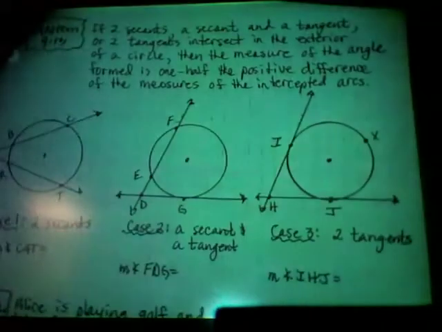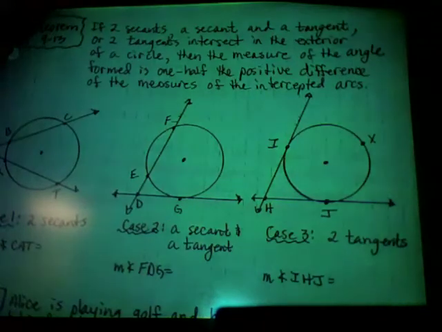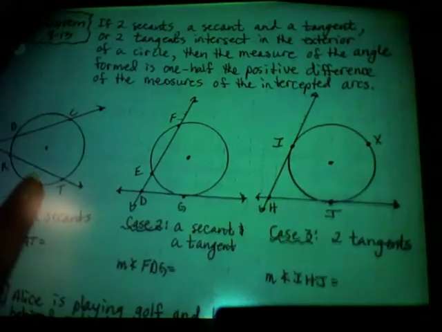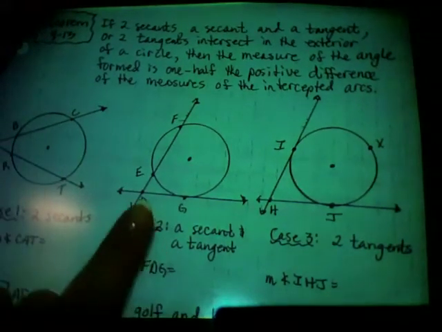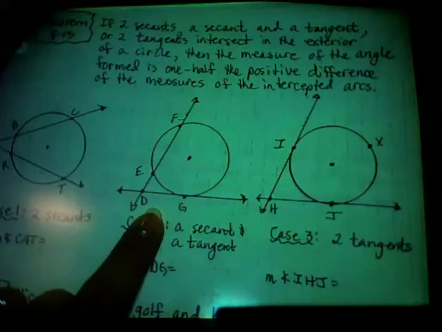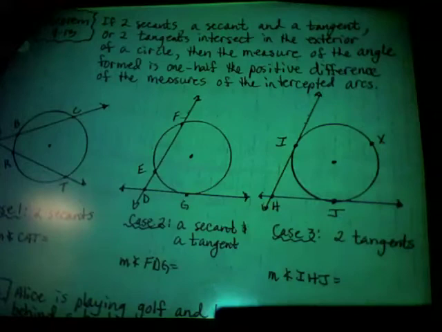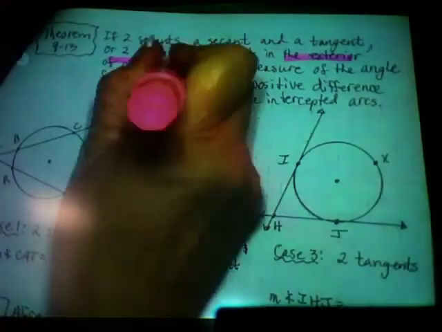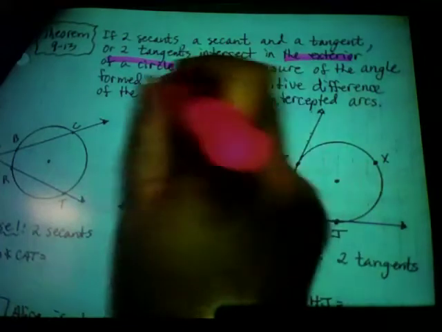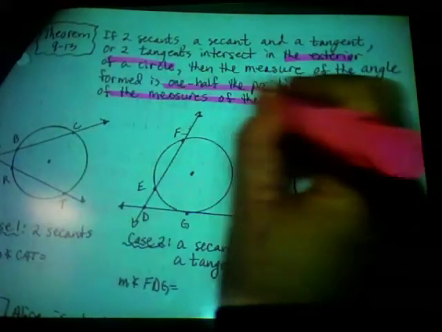So, Theorem 913 brings you to one more type of angle, which is an external angle, and I've drawn for you 3 different pictures down below. An external angle can be created from either 2 secants, like the previous example just had, or created by a secant and a tangent, or 2 tangents? Alright, so what it says is if 2 secants, a secant and a tangent, or 2 tangents intersect in the exterior of a circle, then the measure of the angle formed is 1/2 the positive difference of the measures of their intercepted arcs.